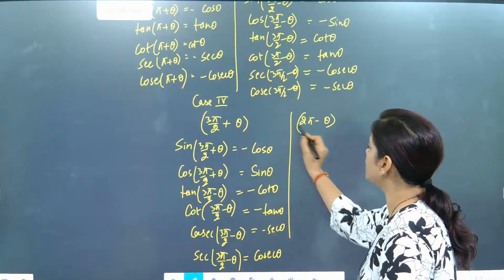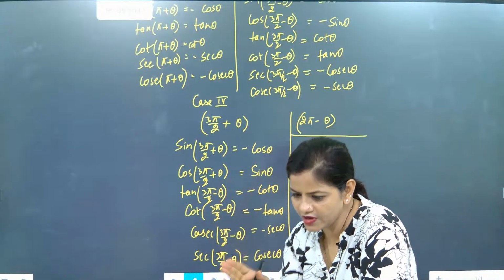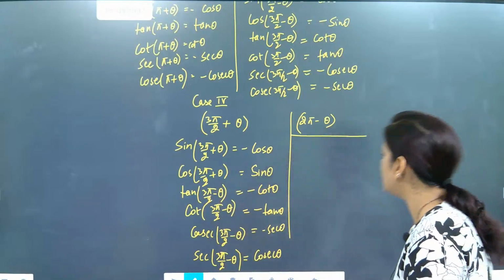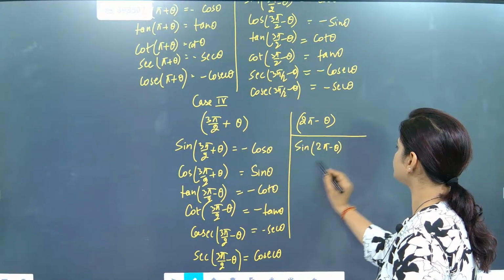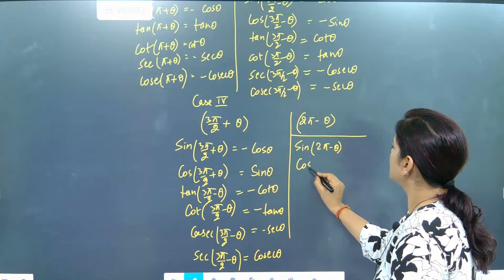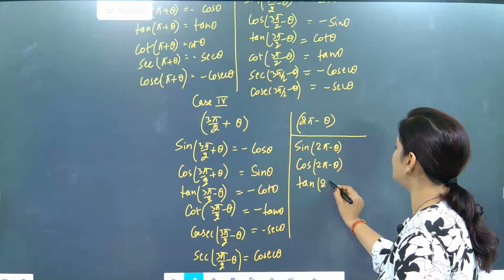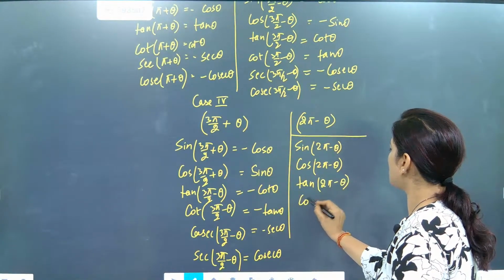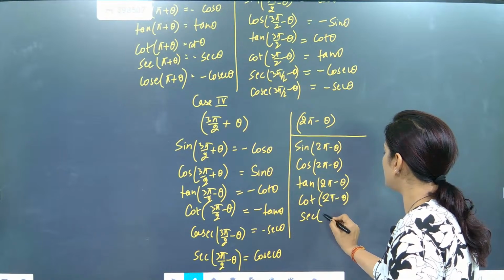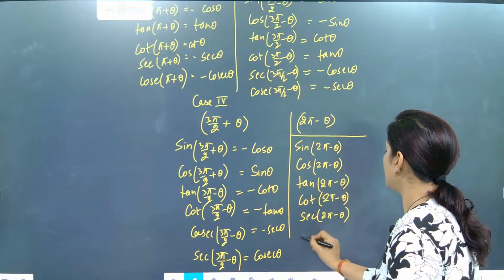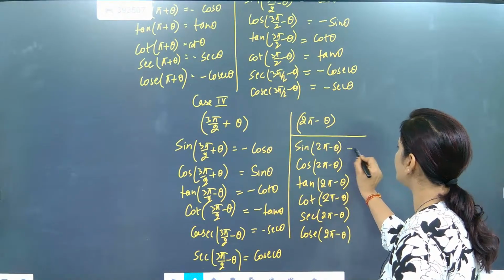Now we will be going for 2 pi minus theta. Beta, when we are going for 2 pi minus theta, what will we do? This time it is easy. Sine, cos, tan, cot, secant and cosecant of 2 pi minus theta. So all the 6 trigonometric ratios are done, beta.